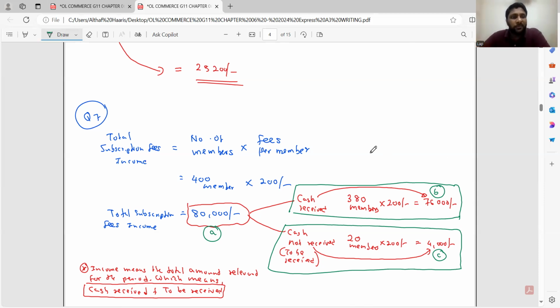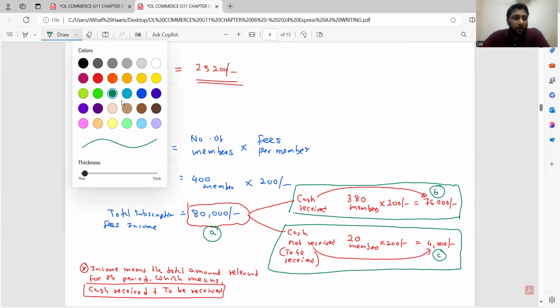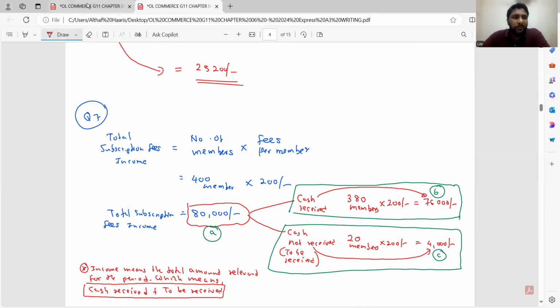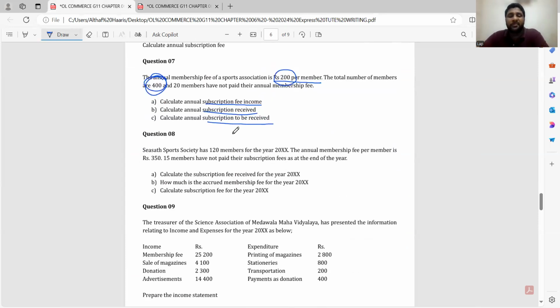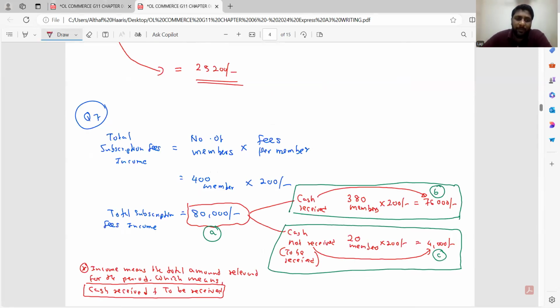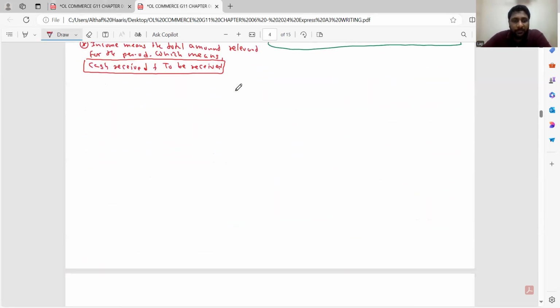Good. Now let's move to the next one. Question 8. Syllabus Sports Society has 120 members for the year. The annual fee is 350. 15 members not yet paid. So total they have 120 members. So let's calculate it, people.